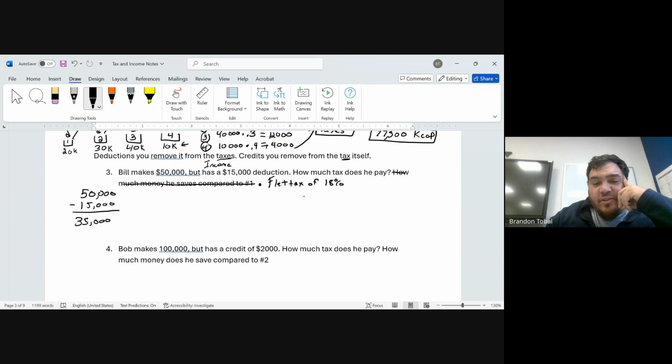What I have to do now is calculate the tax. On this section, there will be a flat tax rate, so I'm just going to do that. I only use the 18% flat tax rate. Notice I'm not charging on 50,000, but only on 35,000. So 35,000 times 0.18, which I need a calculator for, is $6,300. So $6,300 is how much he pays in taxes.